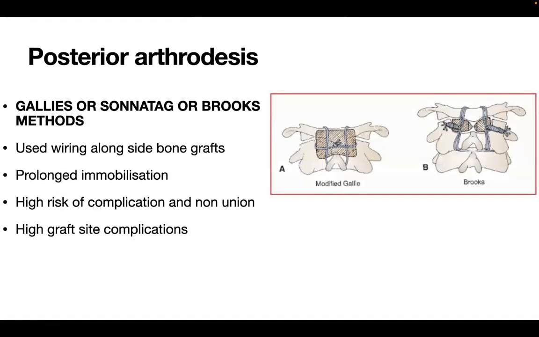Coming to posterior arthrodesis, Gallie and Sonntag or Brooks methods have been used, where wires alongside bone grafts are used for the complete fusion of the C1 C2 vertebra. These procedures actually require prolonged immobilization. There is a high risk of complications and risk of non-union also. There are high graft site complications occurring with these procedures.